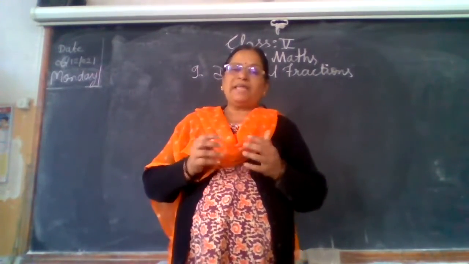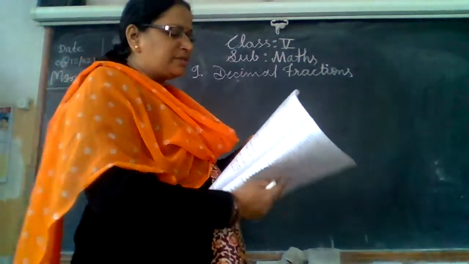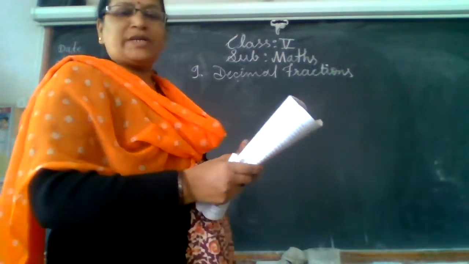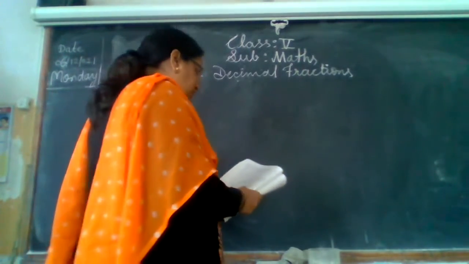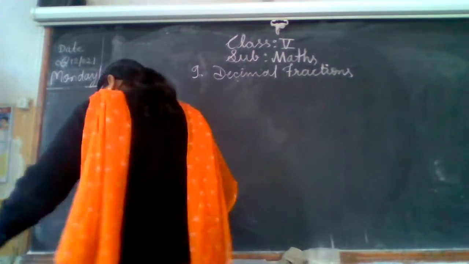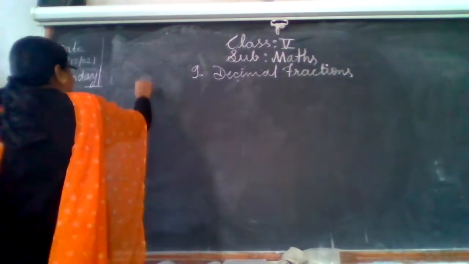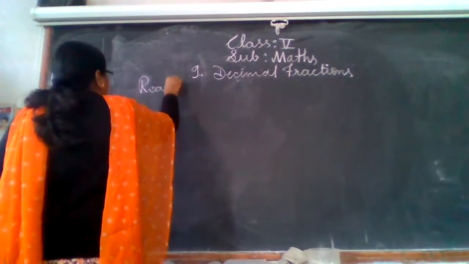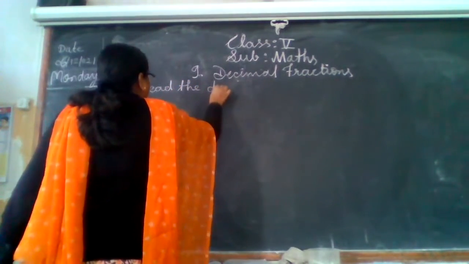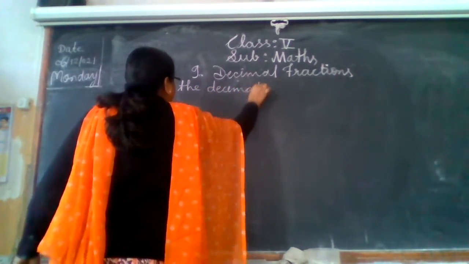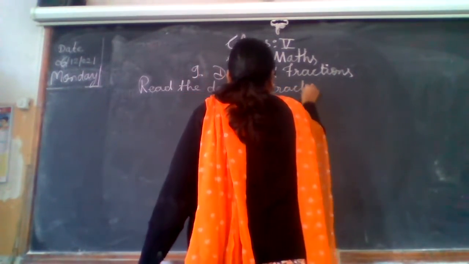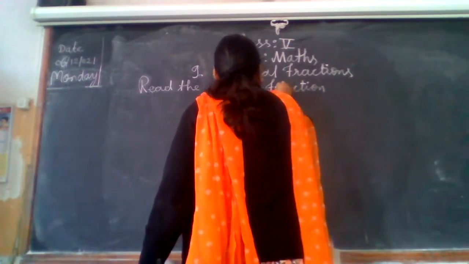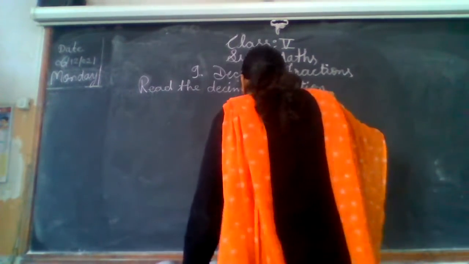Now let's see place value of the decimal fraction. This question is from page number 54, problem set 38. Read the decimal fraction and write down the place value of each of the decimal fraction.